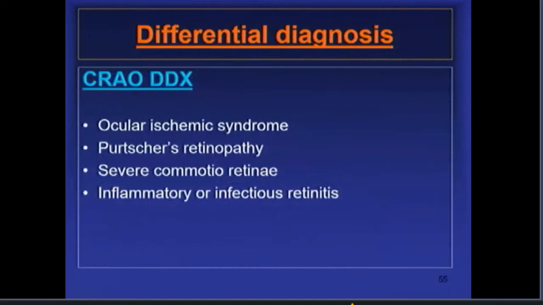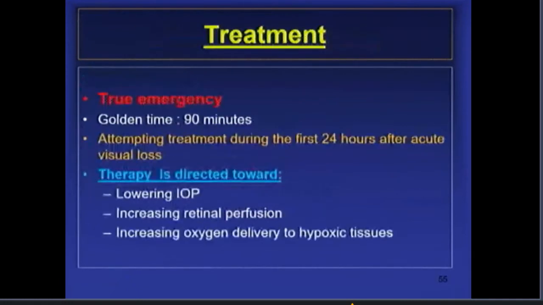Differential diagnosis: we have ocular ischemic syndromes, partial retinopathy, severe commercial retina, and inflammatory or infectious retinitis. So this is the most common differential diagnosis when you see a patient with central retinal artery occlusion.